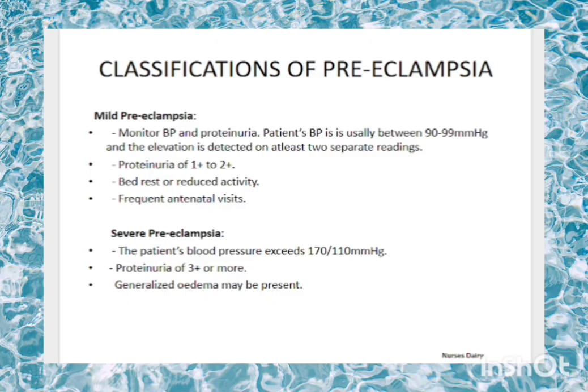And then in severe preeclampsia, the blood pressure reading exceeds 170 over 110 millimeters of mercury. And then in this case, the protein levels in urine are 3 plus or more, according to the readings on the mouth stick. And then in severe preeclampsia, there's also generalized edema, which may be present on physical examination.